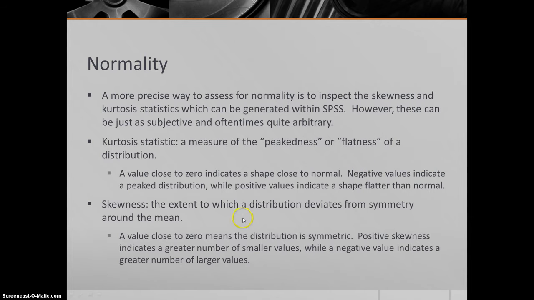Now skewness, again, has to do with symmetry, whether it's pushed to the right or pushed to the left. The closer the value is to zero, the more symmetrical it is. A positive skew means there's a lot of smaller values. A negative skew, or a negative number, means there's a greater number of larger values.